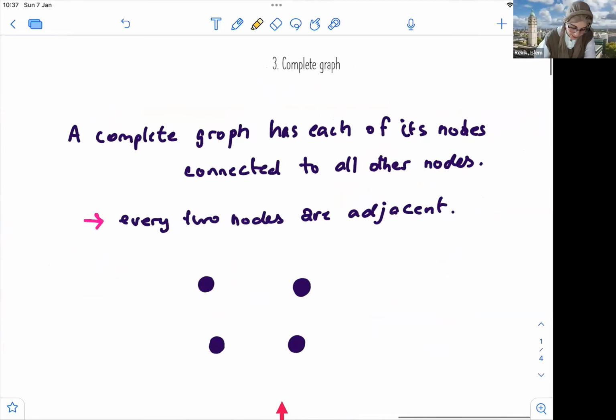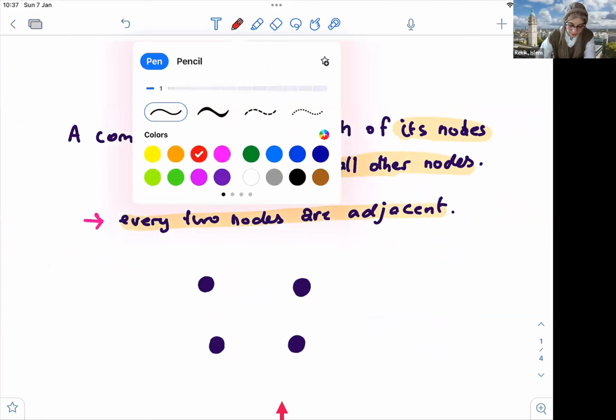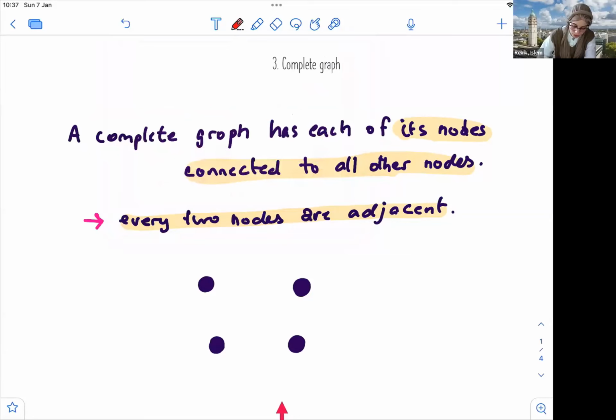Now, complete graph. What is a complete graph? A complete graph has each of its nodes connected to all other nodes. Okay, so it's a fully connected graph, which means it is complete in connectivity or in topology, and every 2 nodes are adjacent. For example, if I take this graph and I draw these guys here, is this a complete graph? No, it's not, because I'm missing connections. So I need to complete all the connectivity. So these 2 need to be connected, right?